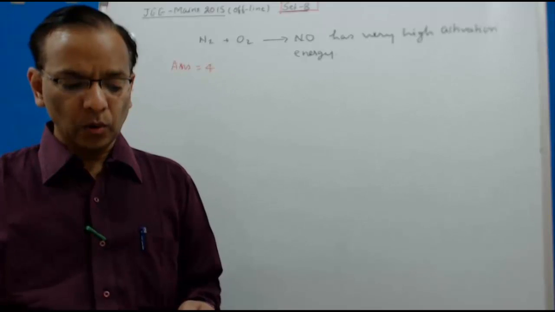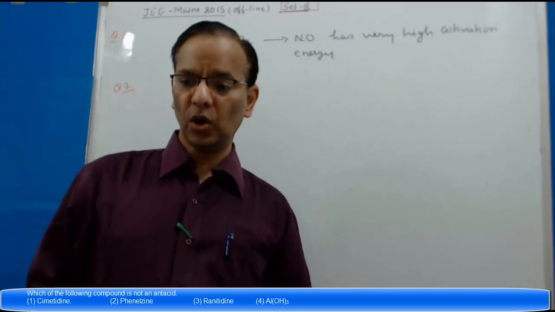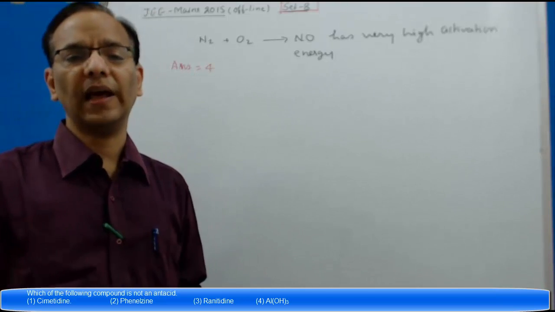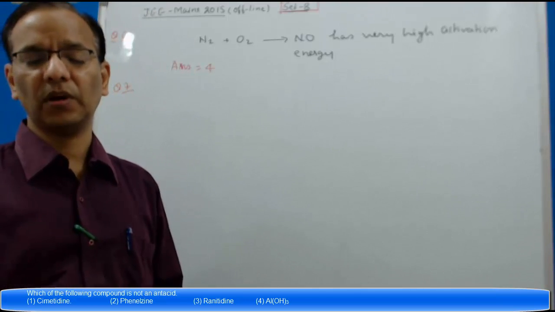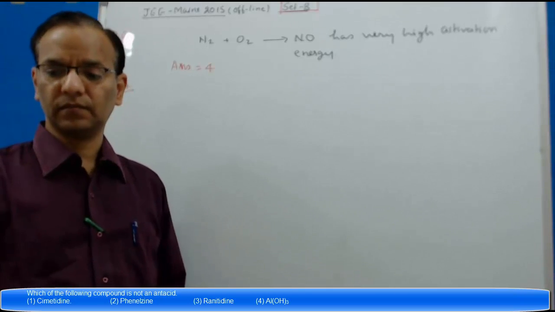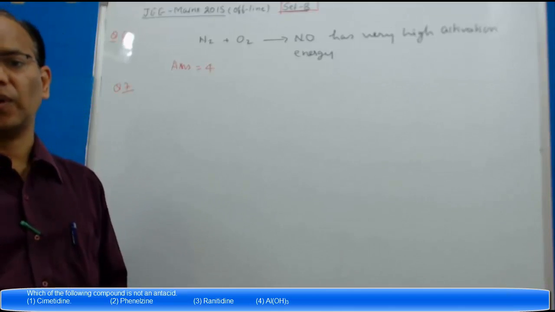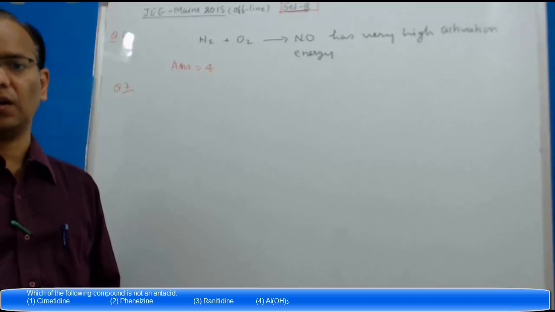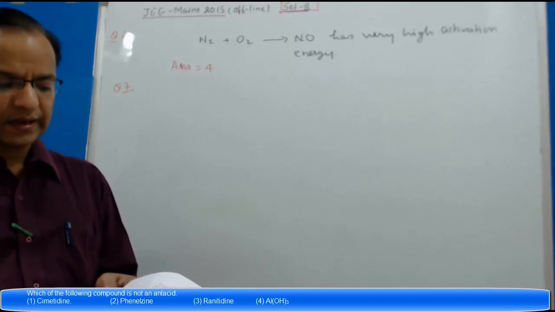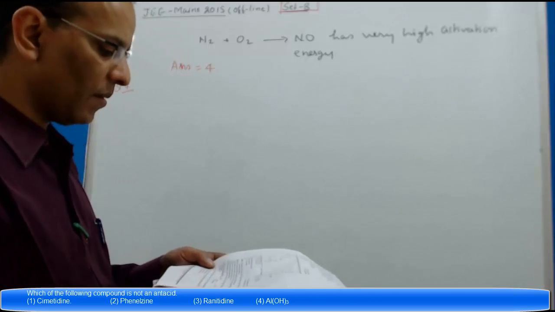Which of the following compounds is not an antacid? This is related to the molecules of life chapter of your NCERT book, in which there are descriptions of antacids, antidepressants and all. So the options are: option 1 is cimetidine.